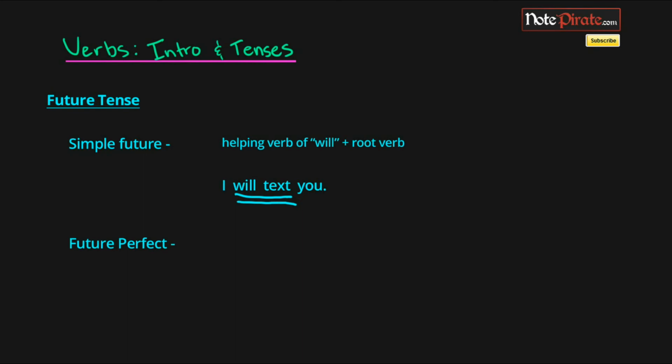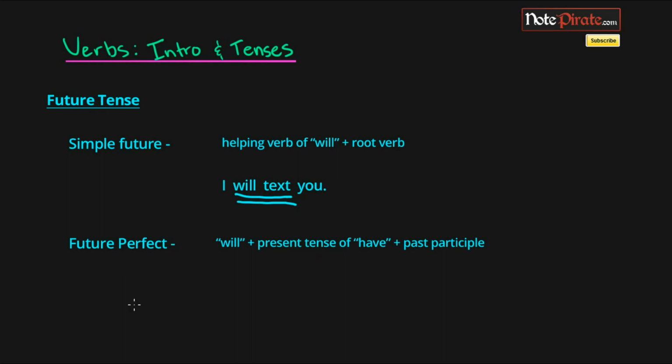Perhaps our most complicated because it's so long. The example we first looked at, which was Dragos will have been living in Canada for 15 years, was in our future perfect. So future perfect indicates that some action will be completed in the future, often before some other event occurs. In our example, we said next year, Dragos will have been living in Canada for 15 years. So some action will be completed next year.